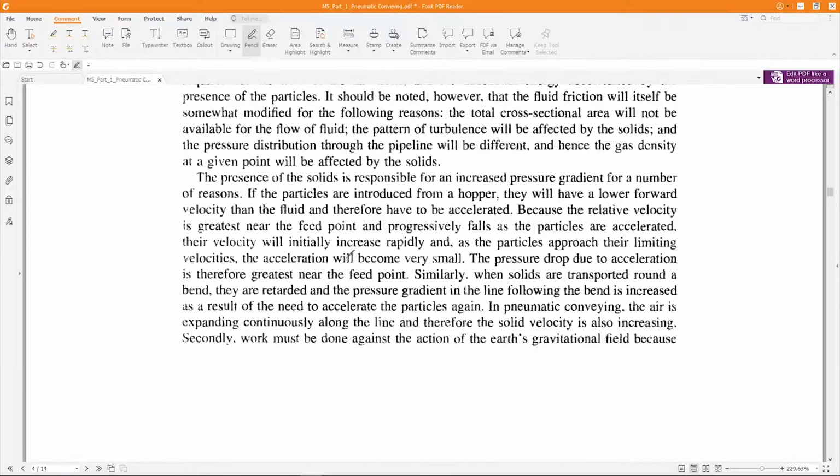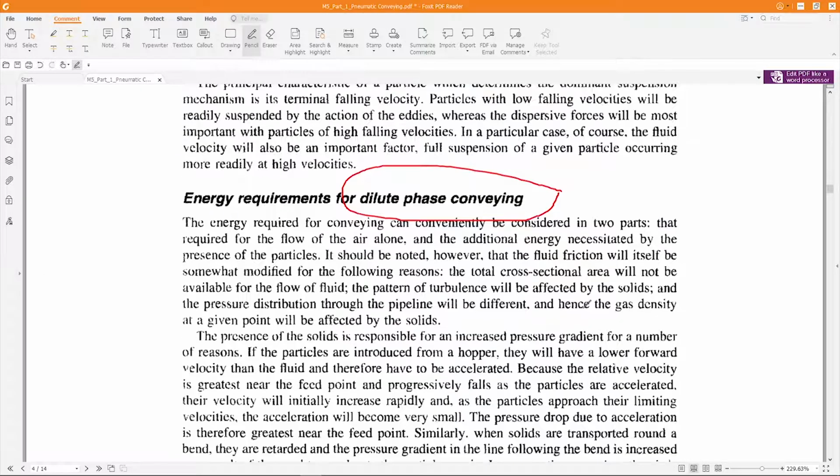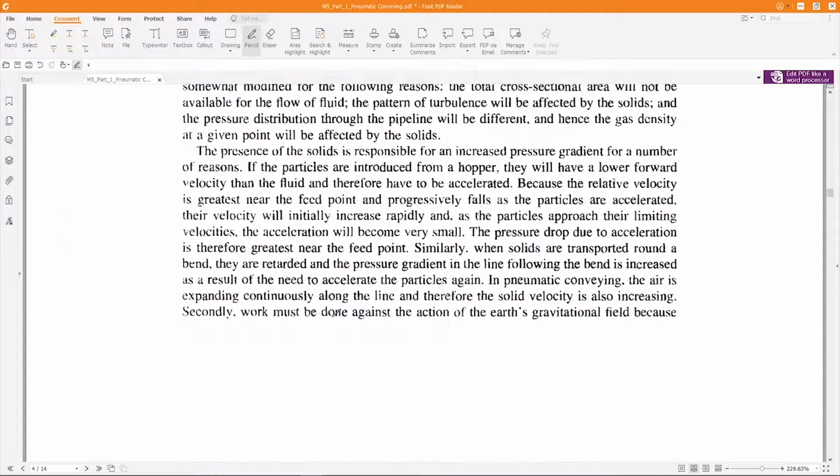So this is straightforward, how much energy is required, right? So you can see, if you have a larger volume fraction of solids, you will require higher pressure drop or higher energy, right? So you can read this.